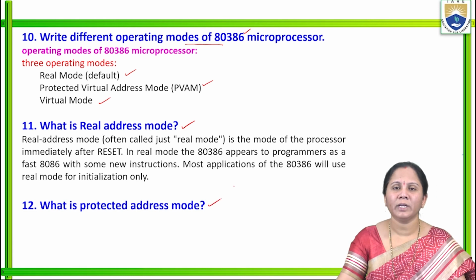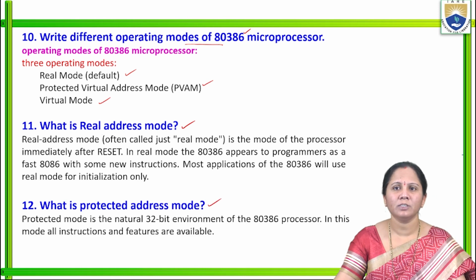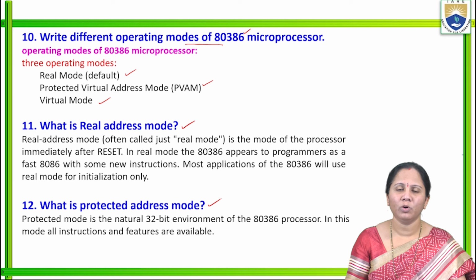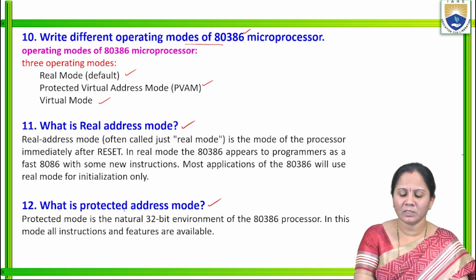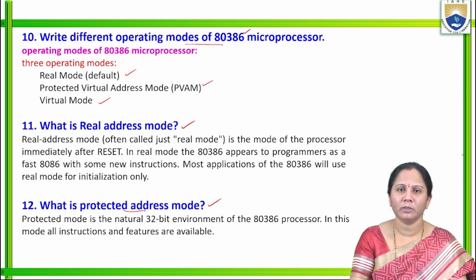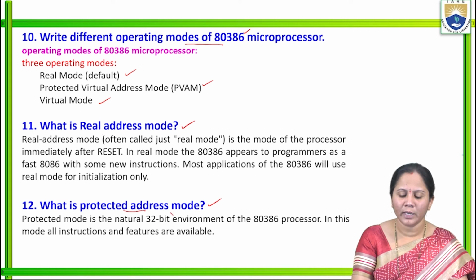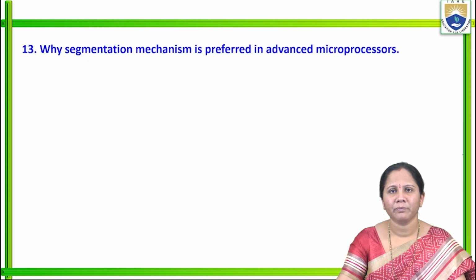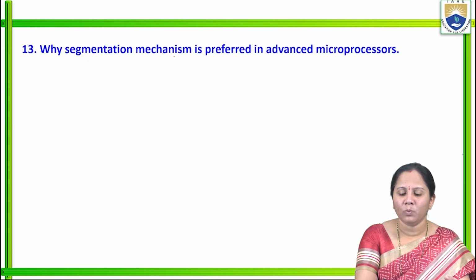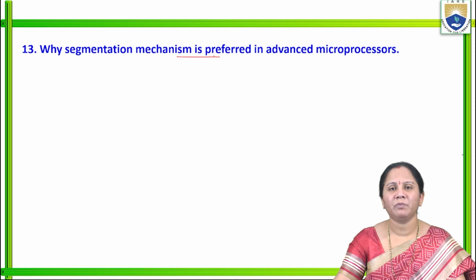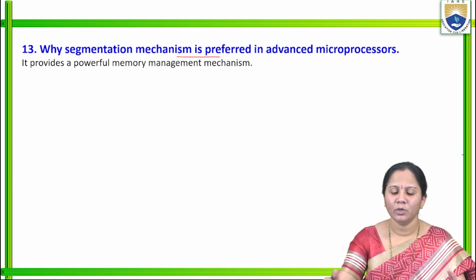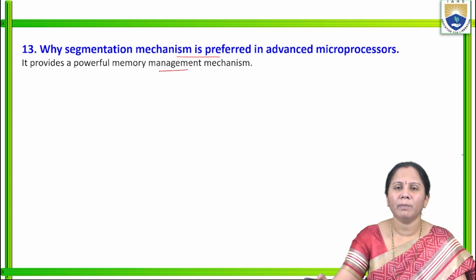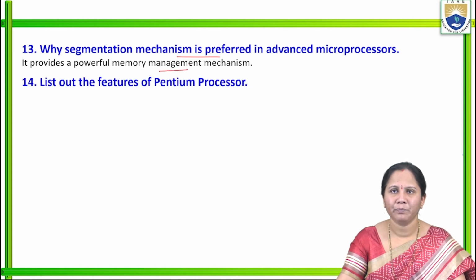And what is protected address mode? So this is also one of the operating modes of advanced microprocessor. But in order to calculate the physical address when it is operating in the protected mode, it will give a 32-bit physical address. And why is the segmentation mechanism preferred in advanced microprocessor? Only one reason, that is to achieve the memory management mechanism.